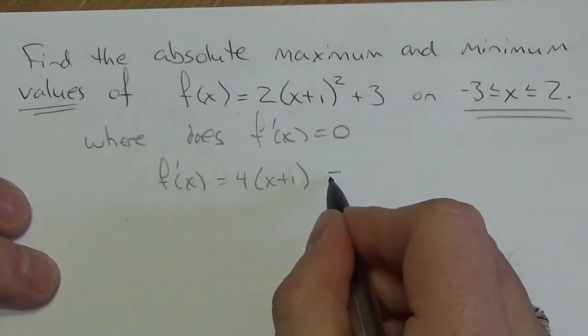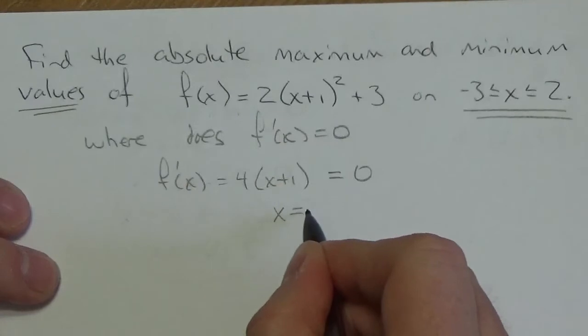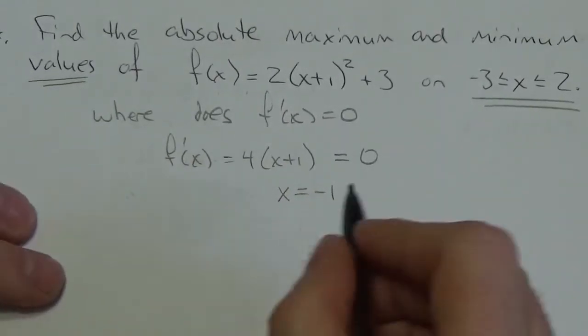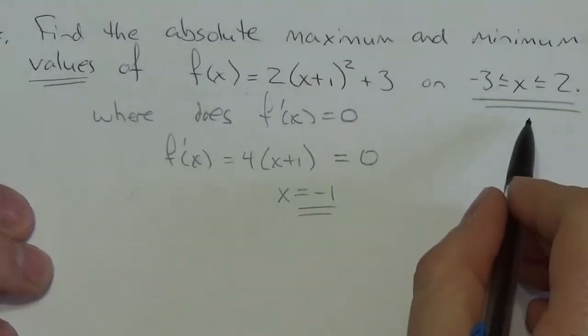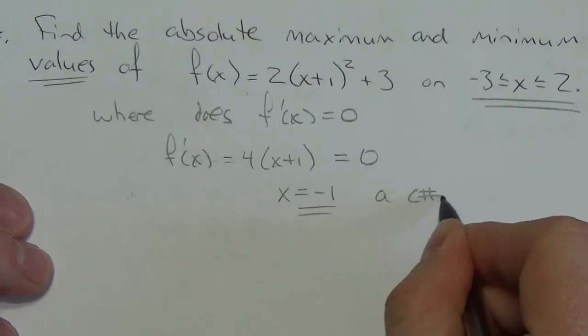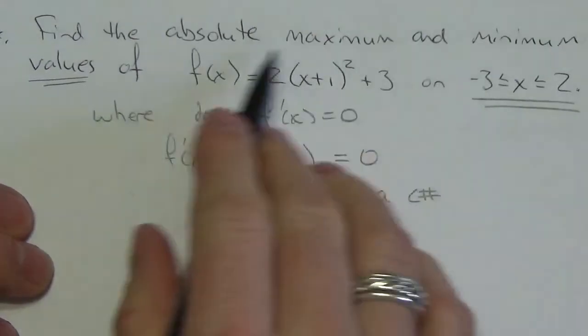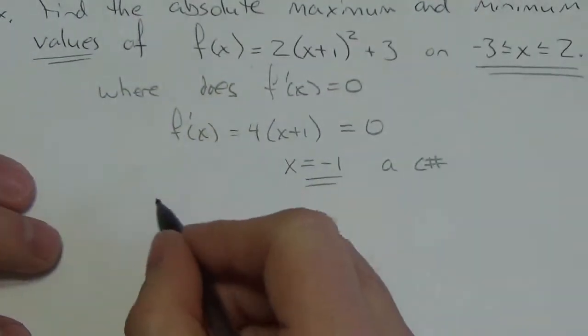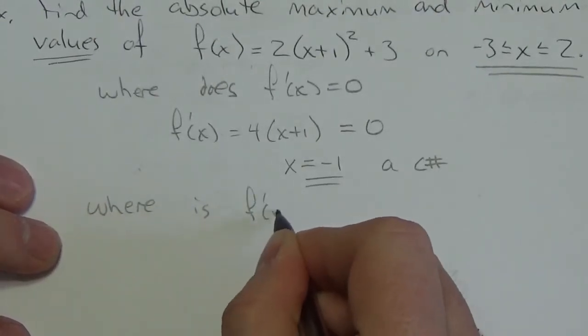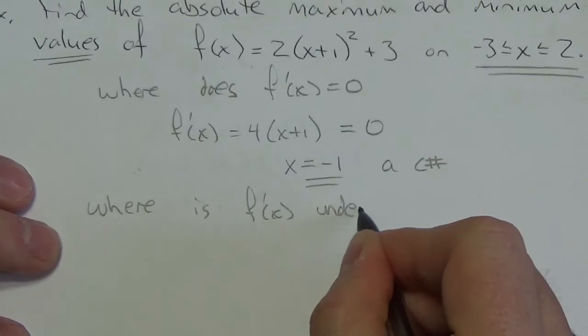I'm going to set that equal to 0, and I'll get that x is equal to -1, which I knew was going to happen. But anyway, there it is, x is equal to -1. So therefore, -1 is in the domain of the function, and this is a critical number of this function. Now, I might ask, where is f prime of x undefined?